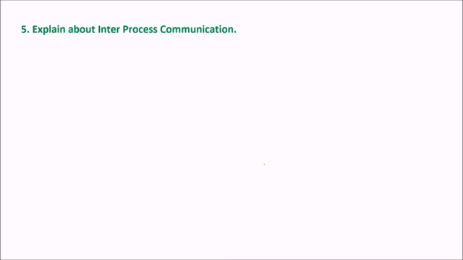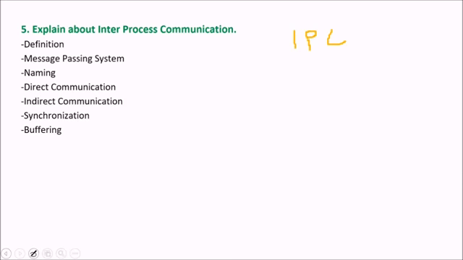Talk about inter-process communication, that is IPC. First, we need to tell about the IPC, then the message passing system, the naming, the direct communication, the indirect communication, the synchronization, buffering. There are various things you need to talk about. But let me tell you that message passing from one process to another is done through IPC, inter-process communication.